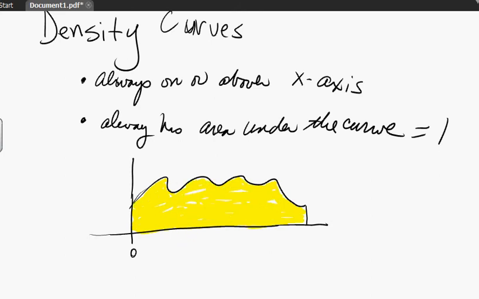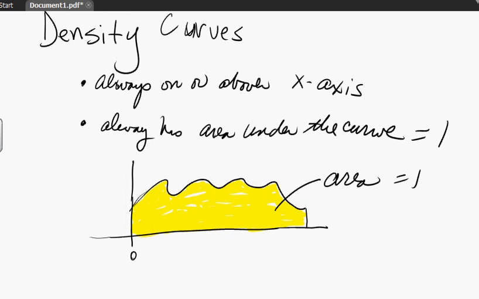So, this yellow area has to equal 1. And how can you figure out the area under this weird curve? Well, I'm not going to ask you to figure out the area under something where I wouldn't even give you an equation. But let's take a very simple density curve.